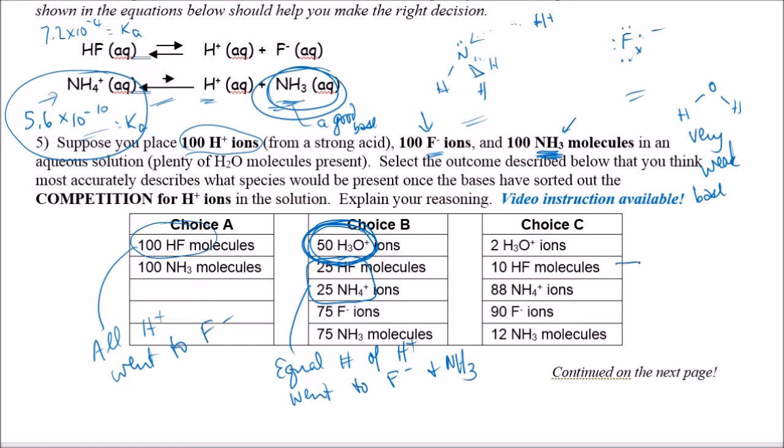You can see 10 of the H pluses went to the F minus. 88 H pluses, the lion's share, most of them, bound to NH3. And 2 of the H pluses bound to water. So this is the logical outcome here. You can see there are a total of 100 H pluses, most bound to the strongest base, few bound to the weaker base, very few bound to the pathetically weak base, water.